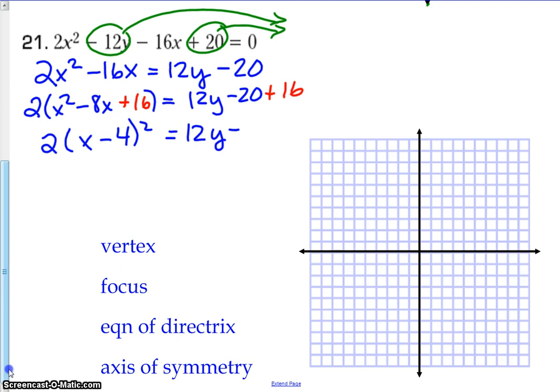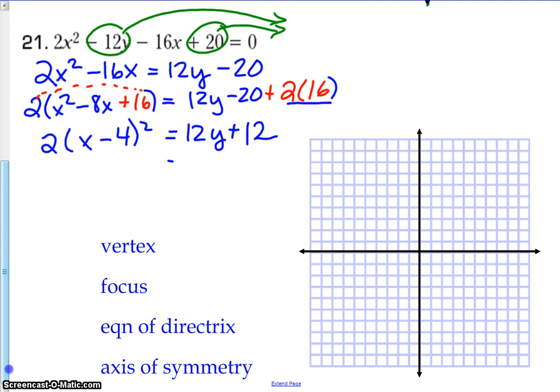Oh, you know what? I made a mistake, and it's a very common mistake. With my plus 16, I forgot that this 16 was being impacted by that 2. So I'm not really just adding 16, I'm adding 2 times 16. I apologize for that mistake of mine. So really, this is a 32 here, and when I subtract the 20, I get plus 12.